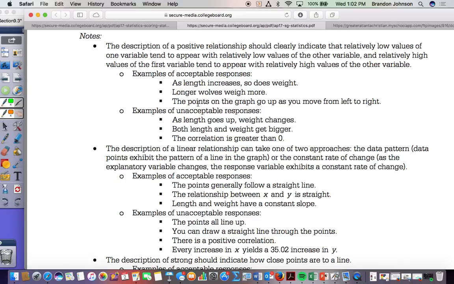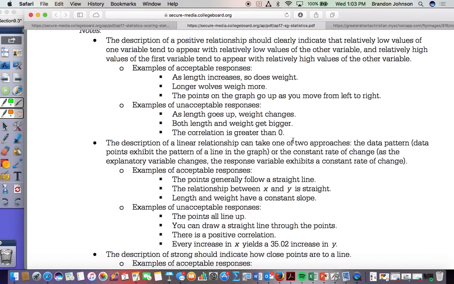If you said something like this, it's unacceptable: as length goes up, weight changes; both length and weight get bigger; the correlation is greater than 0. If you said something like that, it is not appropriate and you will not receive credit for it. Cool? All right, number 2. Any questions on that one?